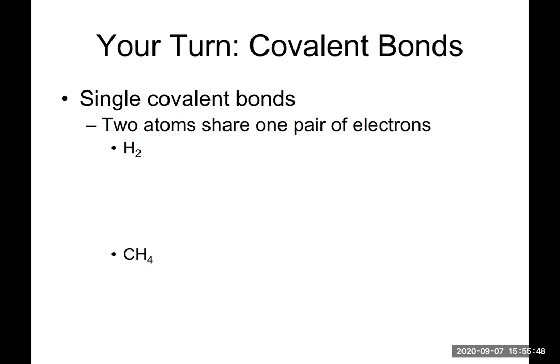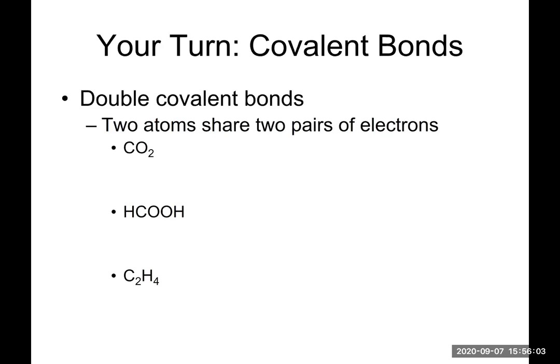Let's talk about single, double, and triple covalent bonds now. And so I'm going to leave these 2 Lewis structures for you to draw later. They have all single covalent bonds, and every covalent bond has 2 electrons in it. Let's work on one of these, and I'm going to work on formic acid because it's a little bit more difficult than the other 2.